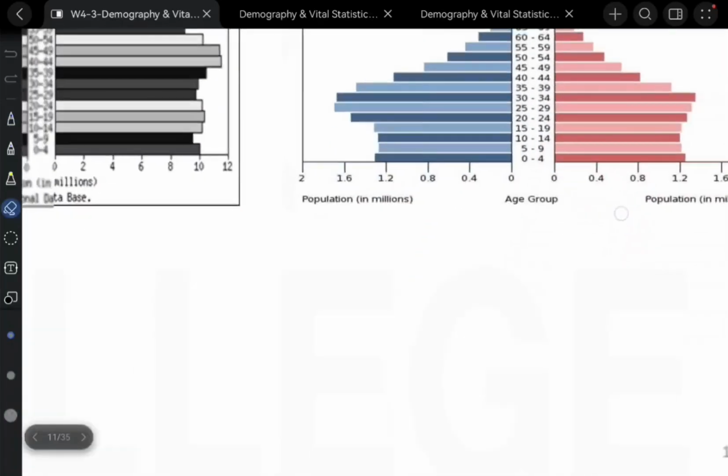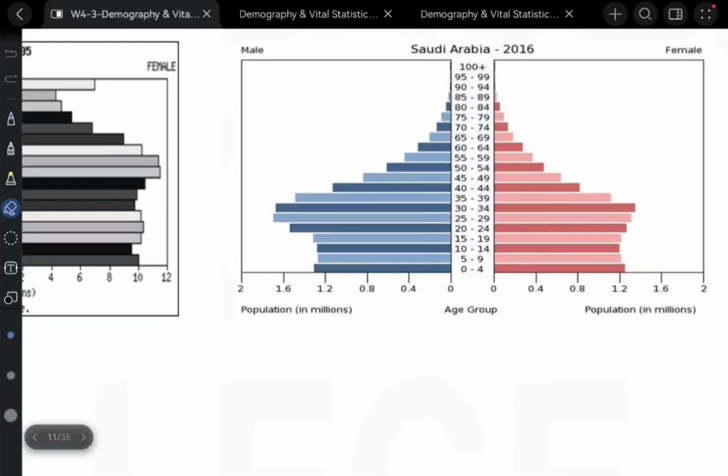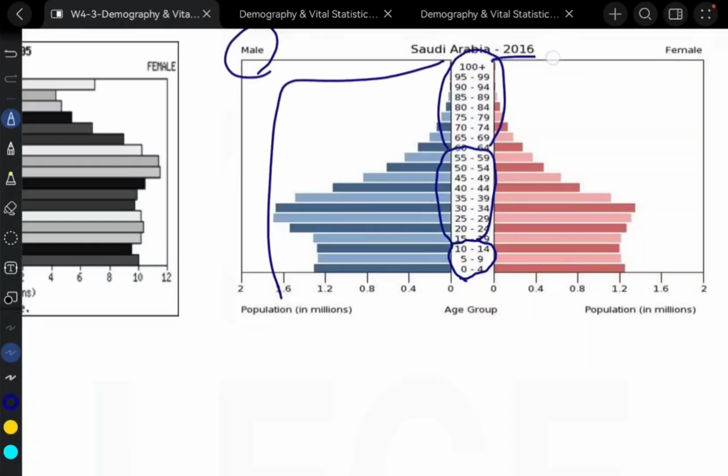Now, if I go a little bit closer here, you'll notice we have the numbers between 0 and 15. So this area here, that's the base. Up till here, that's the body. And then here, that's the apex. On the left side, we have the males, and on the right side, we have the females.